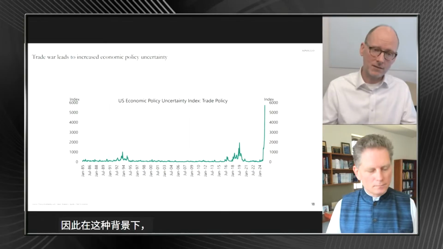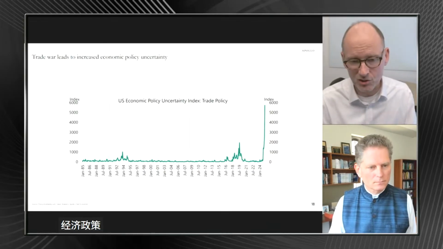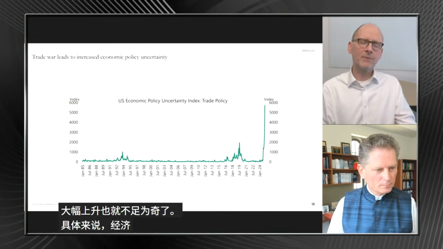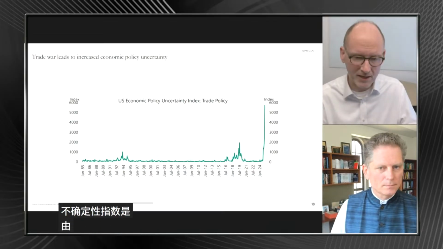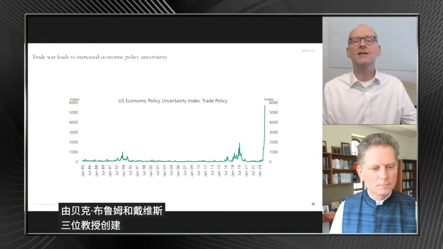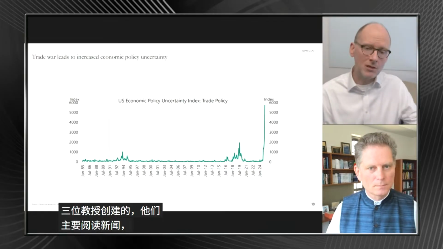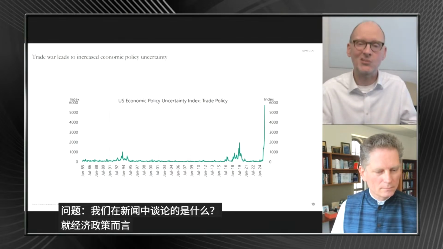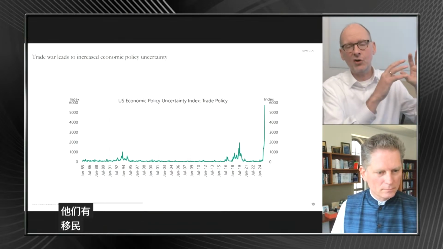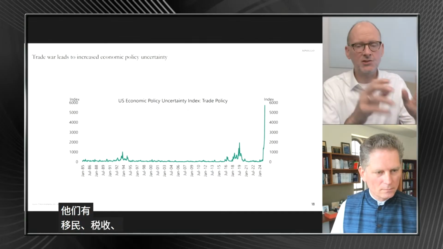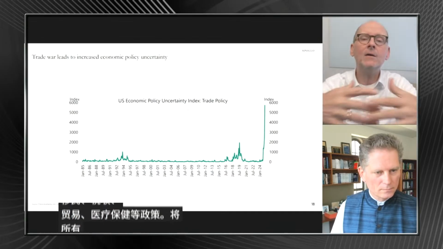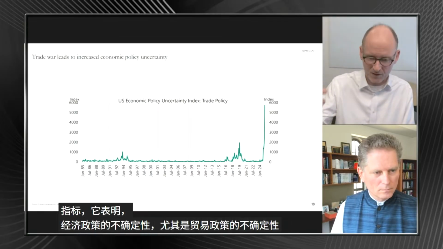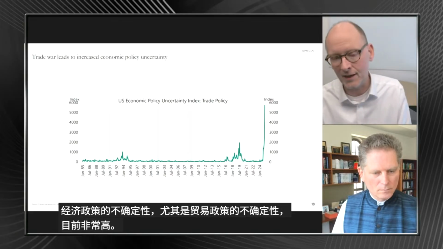So with this backdrop, it's not surprising that the Economic Policy Uncertainty Index has moved very substantially higher. This is a measure created by Baker, Bloom and Davis, three professors that essentially read news and ask the question, what are we talking about in the news in terms of policy areas when it comes to economic policy? They have measures for immigration, tax policy, trade policy, healthcare, and when you combine all these together, you get this indicator here, which shows you that economic policy uncertainty, especially for trade, is very elevated at the moment.